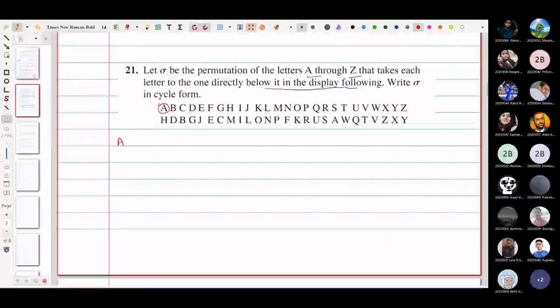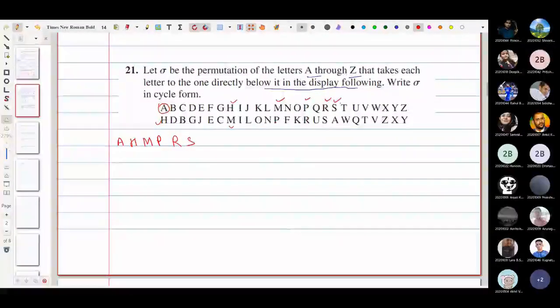So you can write A, then A goes to H, and then you can find H goes to M. So A goes to H goes to M, and then you can find M. M goes to P, and then you can search for P goes to R, and then you can search for R goes to S, and then S you can find somewhere.